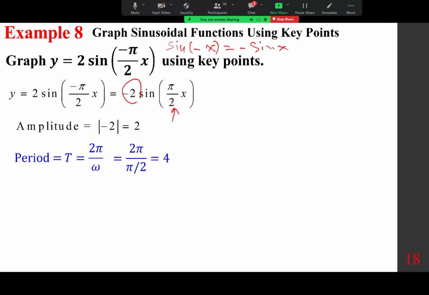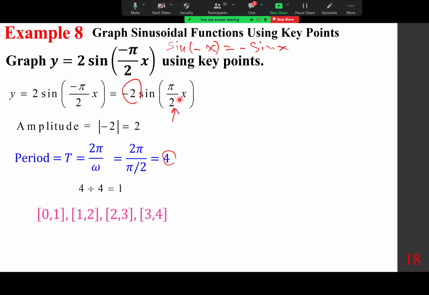And we are going to cut this into 4 equal parts, each becomes 1, meaning we're going to go from 0 to 1, 1 to 2, 2 to 3, 3 to 4. That's the 4 sub-intervals. So now plug in the endpoints into this, either this one or this one, it makes no difference. It can be easily evaluated.